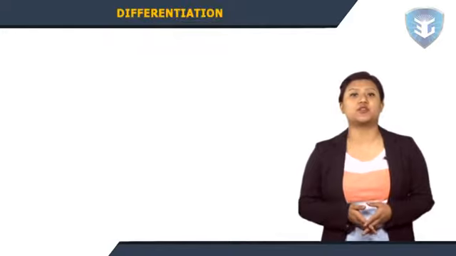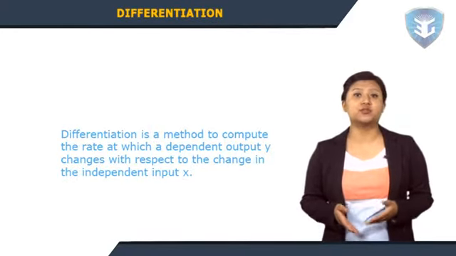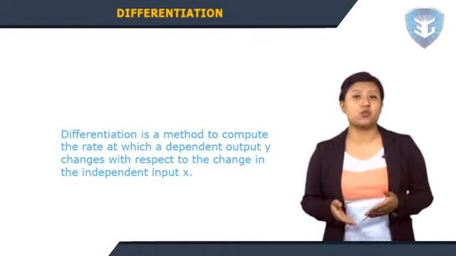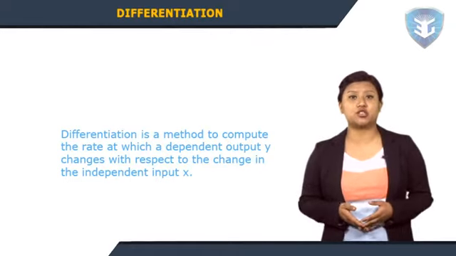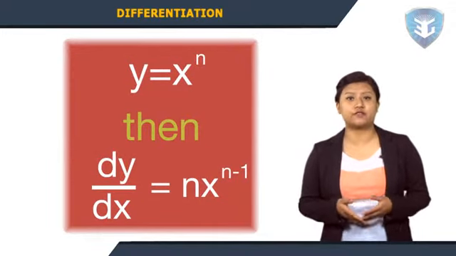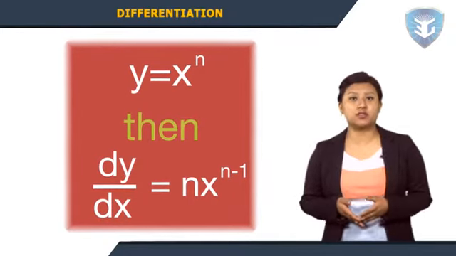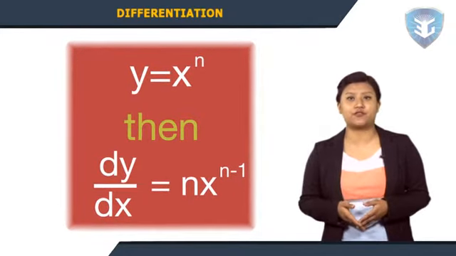Let's start with a brief introduction to differentiation. Differentiation is a method to compute the rate at which a dependent output y changes with respect to the change in the independent input x. This rate of change is called the derivative of y with respect to x. This is a technique used to calculate the gradient or the slope of a graph at different points.